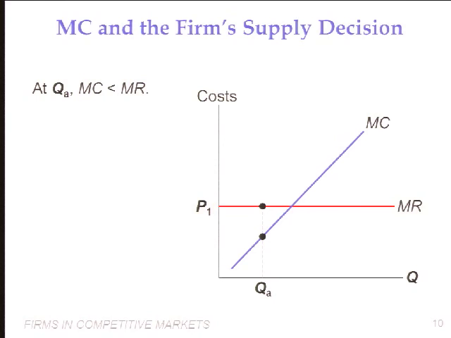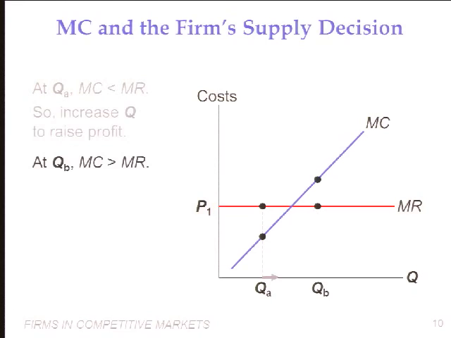In contrast, suppose the starting position was that I was producing QB. Now, this would be too much quantity because at this particular quantity, the actual incremental cost that I'm incurring is larger than the incremental revenue that I'm going to capture when I sell the quantity. Hence, it's now in my interest to reduce the amount of quantity that I'm offering to the market because in doing so, I will raise my profits.